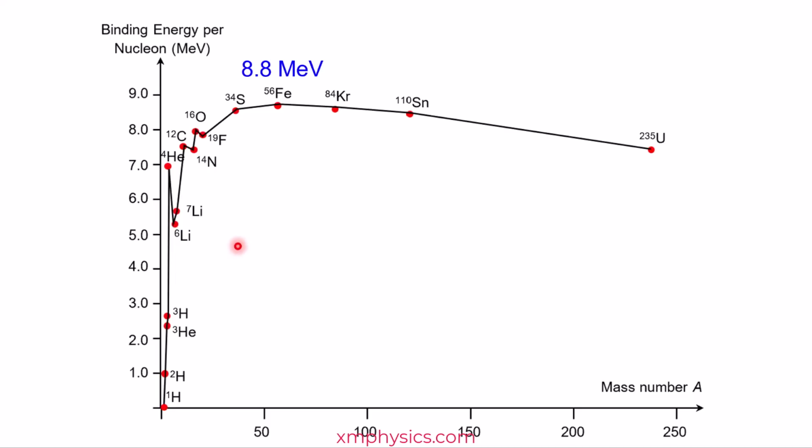Now, besides showing us that iron-56 is the most stable, this chart here is actually more useful than that. If you want to find a treasure, you need a treasure map, right? So if you are looking for nuclei to harvest nuclear energy from, this chart here is kind of like the treasure map for you.